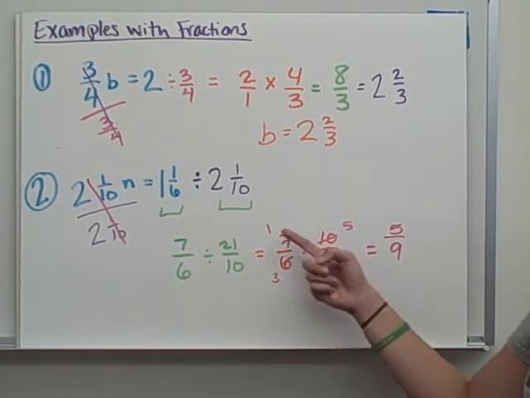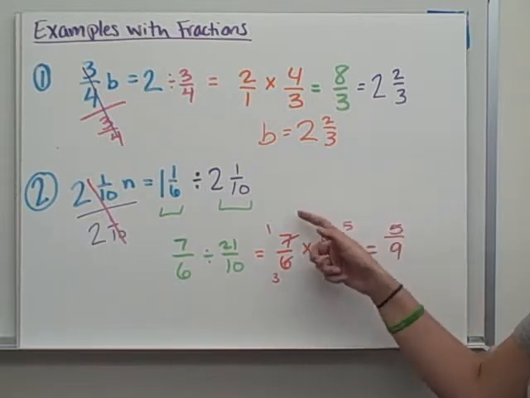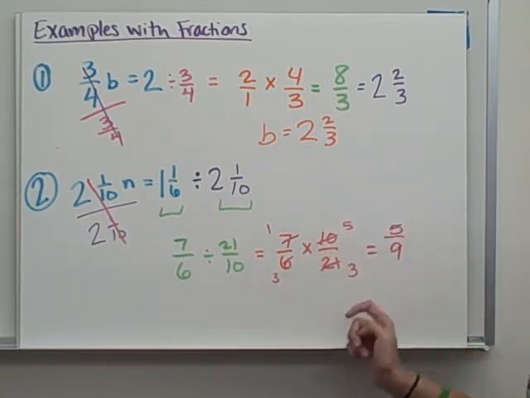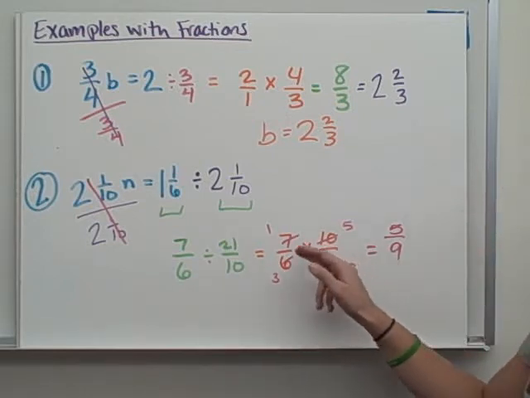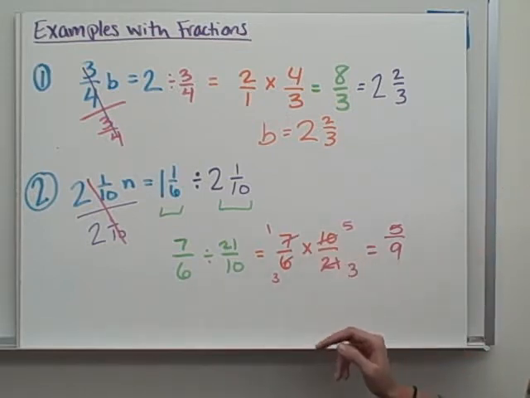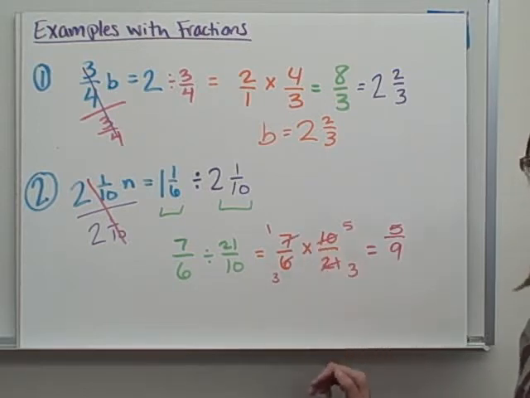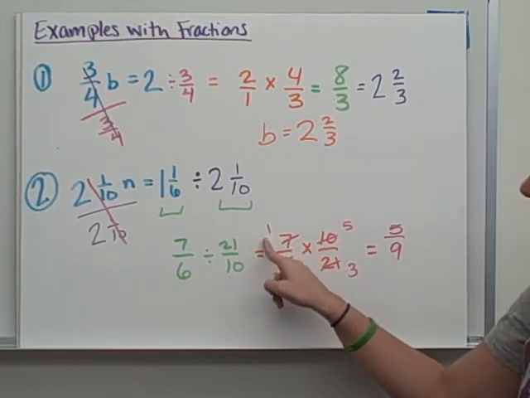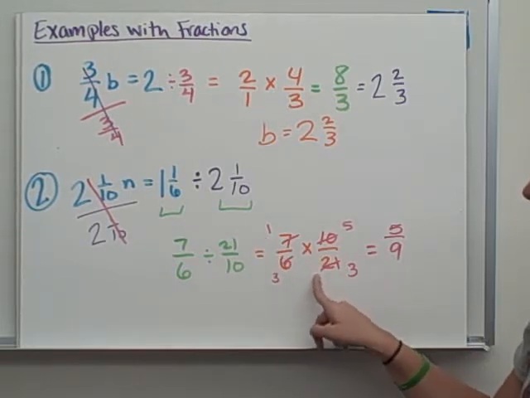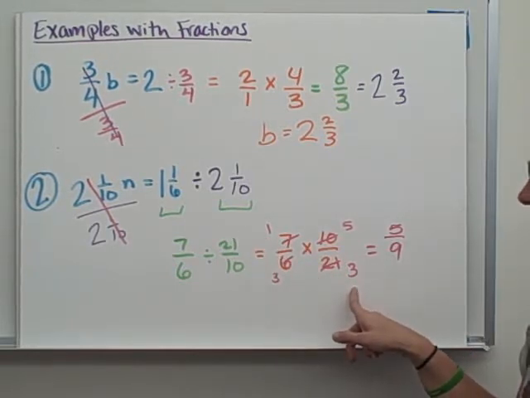I notice that my diagonals have similar factors to them. So I notice that 7 goes into 21. I can actually cross-reduce by dividing the 7 by 7, and that gives me 1, and the 21 by 7, and that gives me 3.